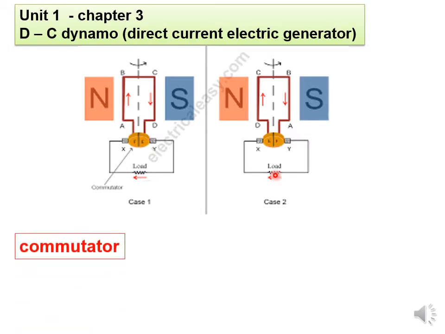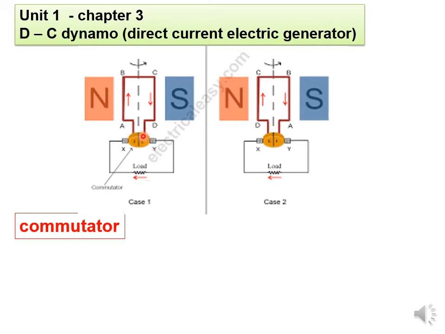Commutator. This commutator is a metallic cylinder formed of two halves insulated from each other. The function of the commutator is to make the current in the external circuit move in the same direction.